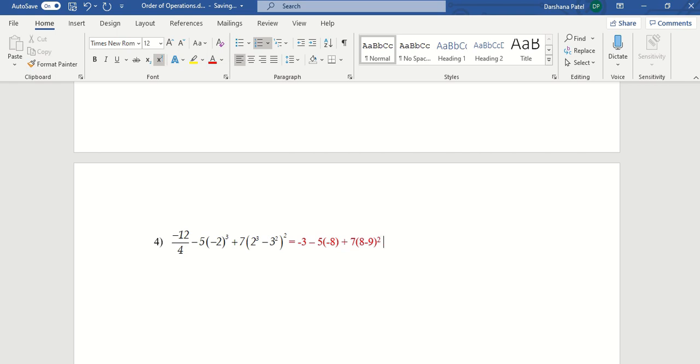Okay. Now simplifying this further, negative 3 remains the same. Negative 5 times negative 8 will give us 40. Plus 7, we get a negative 1 here. 8 minus 9, and the square remains the same. Now negative 1 squared is positive 1. Times 7 will also give us 7 back. So far now we have negative 3 plus 40 plus 7. So it will be basically 47 minus 3, 44. Or negative 3 plus 40 gives us 37, plus 7 will give us 44.